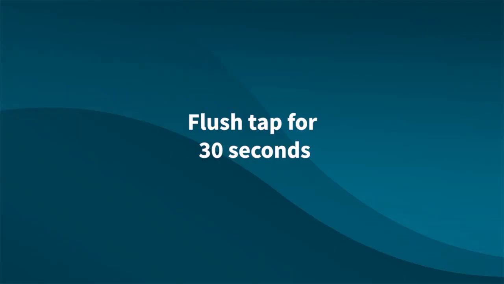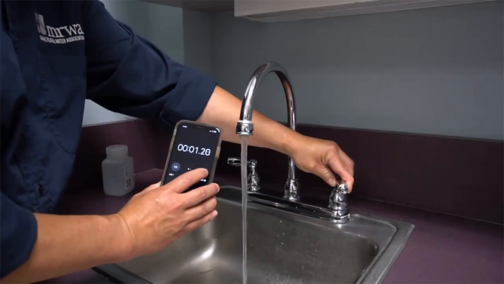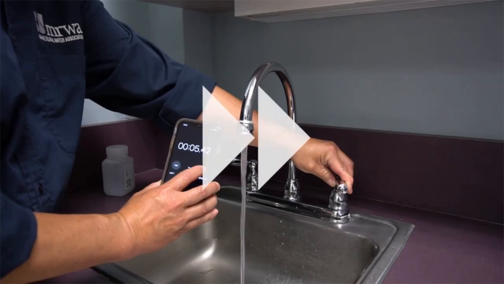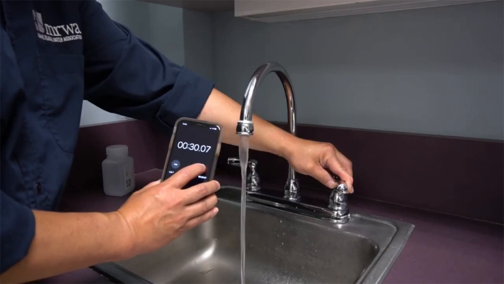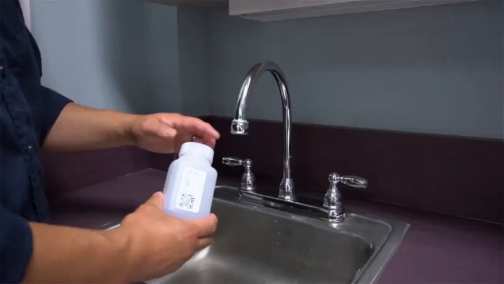The second investigatory sample you will collect is called a 30-second flush sample. It is collected after flushing your plumbing for 30 seconds, and its purpose is to determine if the plumbing directly behind your fixture contains lead. To collect your 30-second flush sample, follow these steps. Using a timer, turn on the fixture and run the water for 30 seconds. After 30 seconds, turn off the fixture.